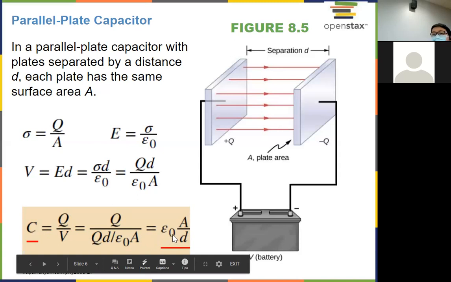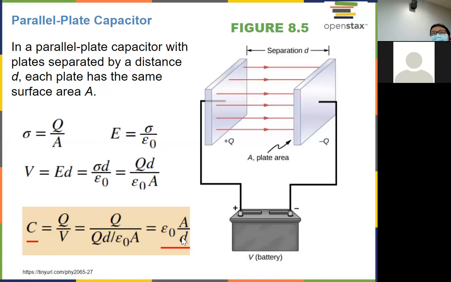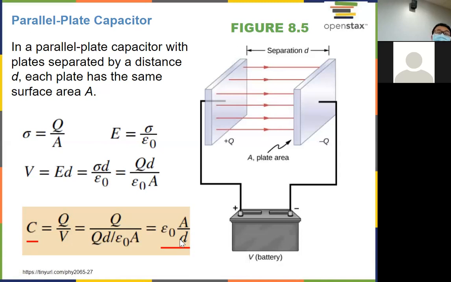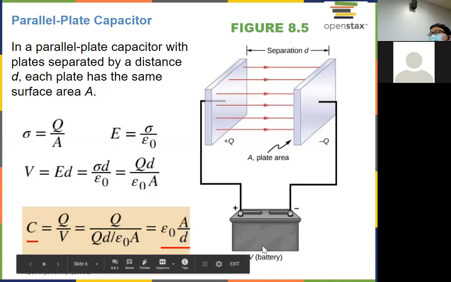This is a constant, epsilon naught. Now A is the area of the capacitor plates. d is the separation. So you can see capacitance is proportional to the area of the plates, and inversely proportional to the separation d. Okay, so it's just determined by those two factors. It's not determined by the battery, the voltage of the battery, because capacitance is Q over V. Okay, in that sense. All right.